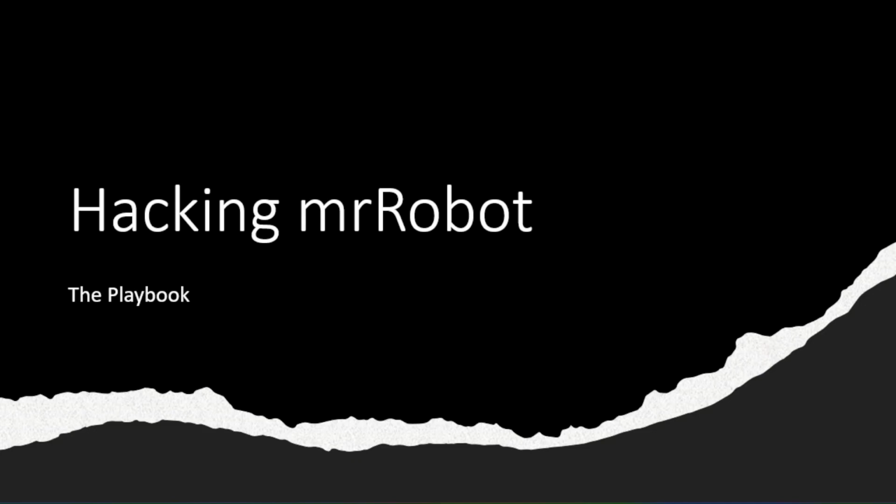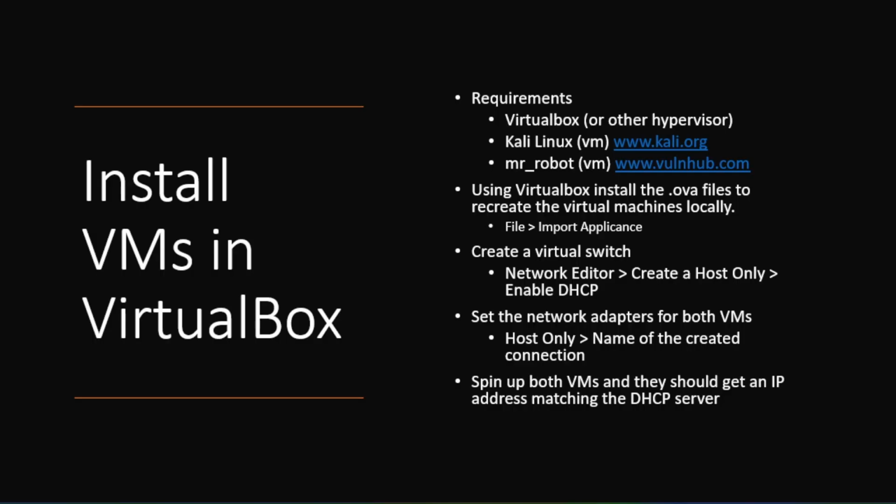So before we get started, just to understand some of the things we're going to need as tools. We're going to need VirtualBox, and this is going to be a hypervisor for today. And we're going to need Kali Linux and also the Mr. Robot VM. So we're going to need two VMs. One is going to be our hacking VM, and then the other is going to be our vulnerable machine that we're then going to attack.